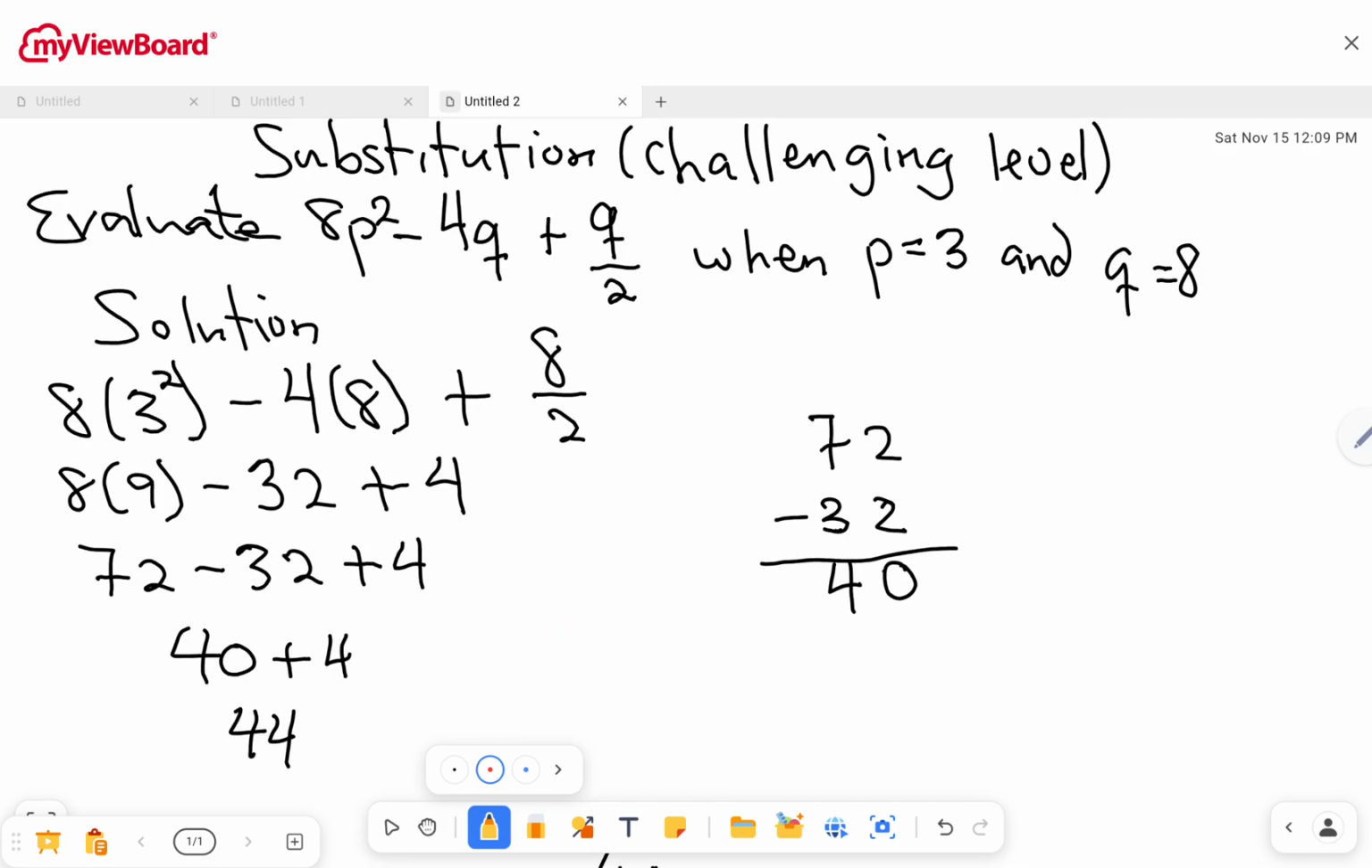And the last question was this expression here. We use the knowledge that we had from the previous question to solve this.